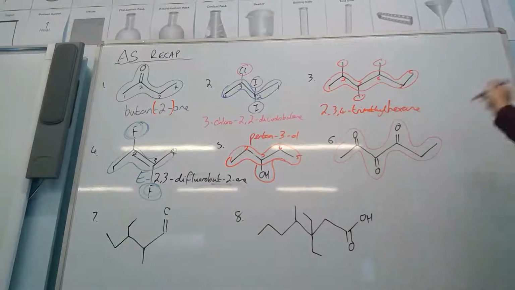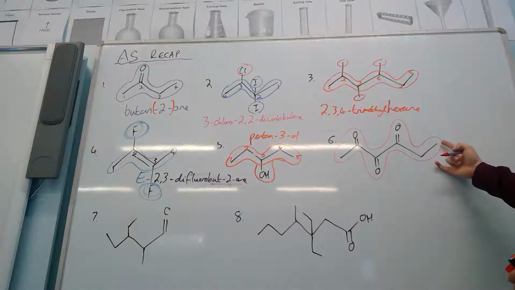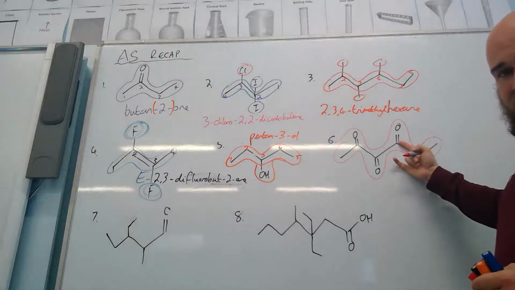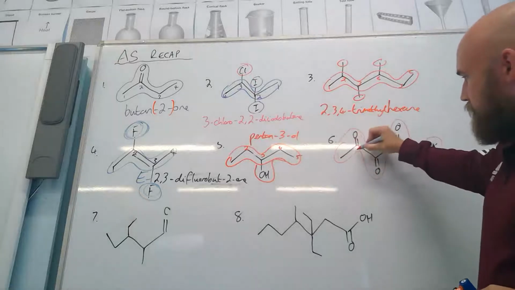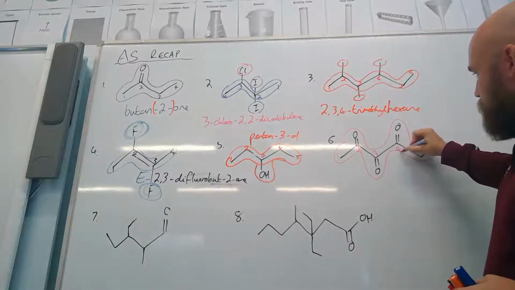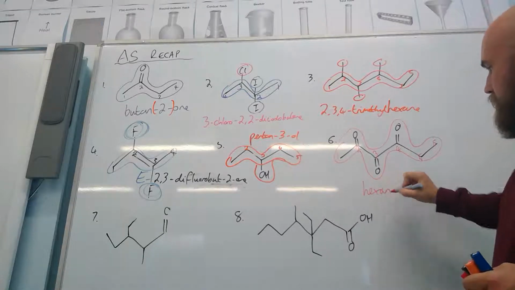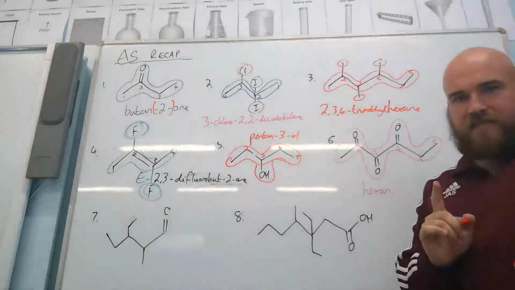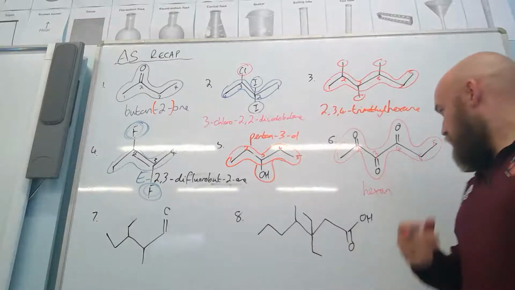Okay, so I've got to name everything in there all at once. Which end am I going to number from? If I number from this end, 1, 2, 3 is the first one I'll come to. If I number from this end, 1, 2. So I'm going to obviously keep the numbers as low as possible. So it's hex.